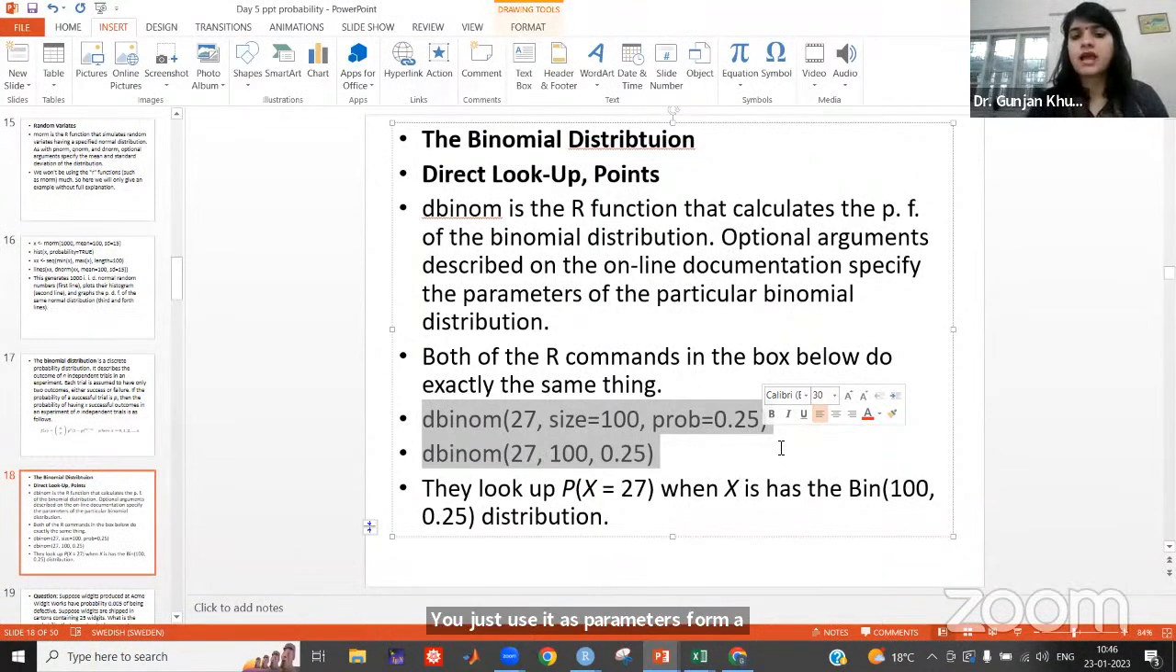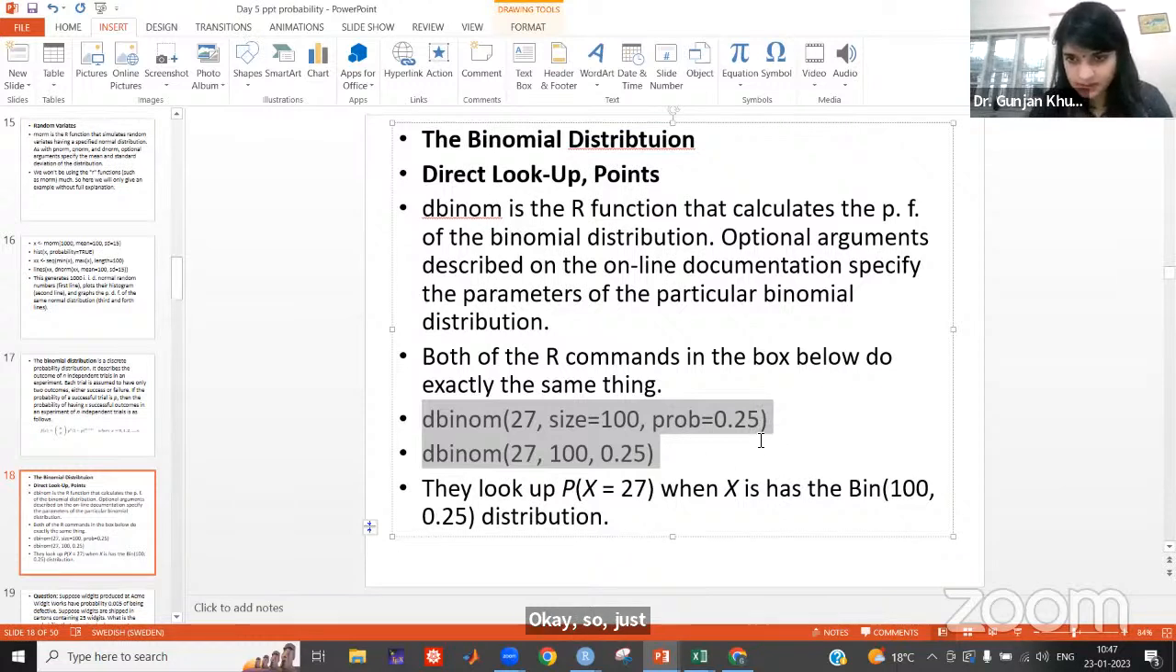So this function looks up the probability when x is equal to 27, not less than or equal to 27. For less than or equal to 27, we have the function small p binom. So it is exactly equal to 27.